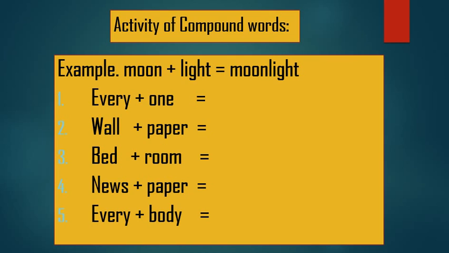Here is an example for you. Moon is a word and light is also a word. Both are different words and having different meanings. So, when we join these two words, we will get a new word, and its meaning will also be changed. Moon plus light becomes moonlight. I hope you have understood these words. So you have to complete all these compound words with pencil.